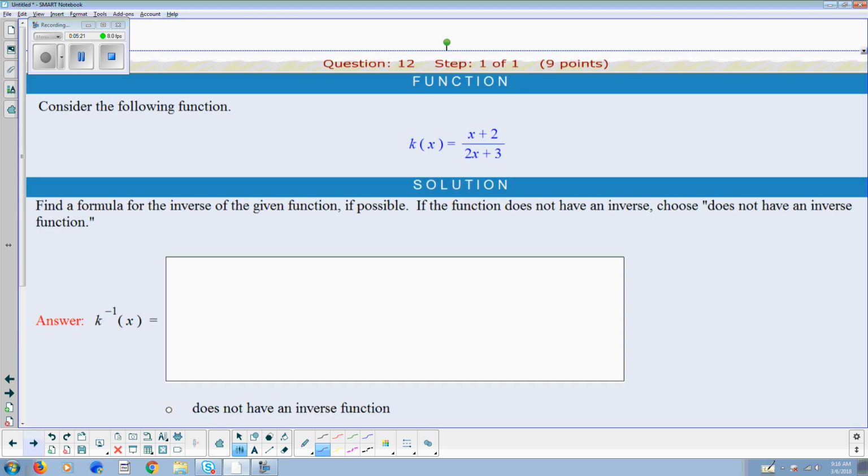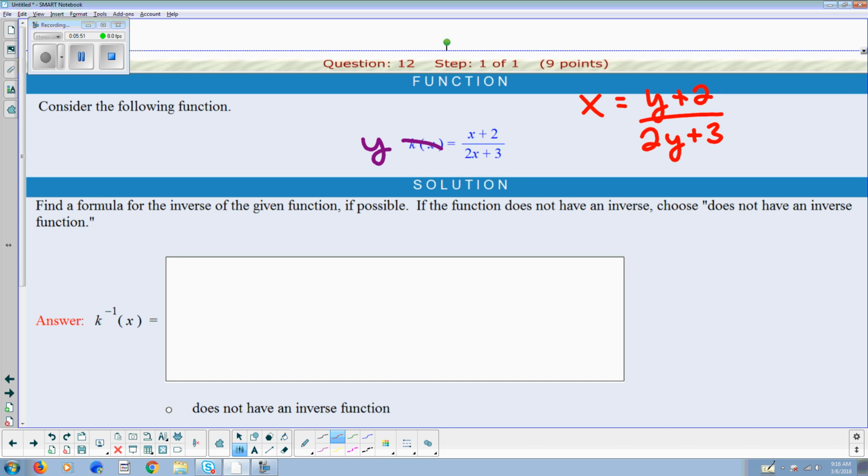Question 12. Find the formula for the inverse. We're going to do the same thing. We're finding an inverse. So again, step 1, we're going to replace the k of x with y. Step 2, we're going to switch x's and y's. So this would be rewritten as x equals y plus 2 over 2y plus 3. Step 3, we're solving for y.